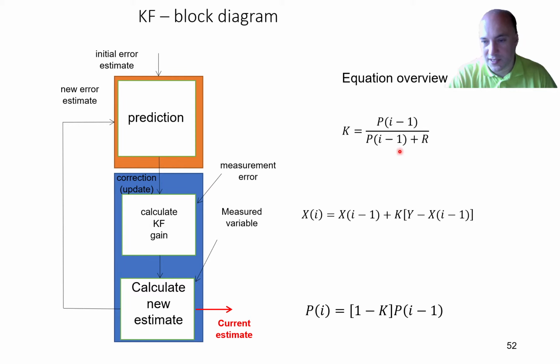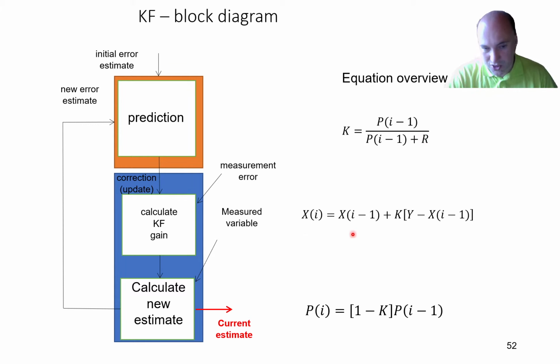Kalman gain is calculated based on this equation, where the value of P is the estimate of my error of prediction, and the value R here is the measurement error. This typically will come from a data sheet, from a sensor, and will give us info. For example, we measure temperature and the uncertainty is plus minus 3 centigrades.